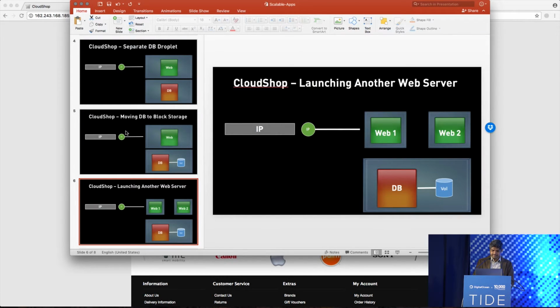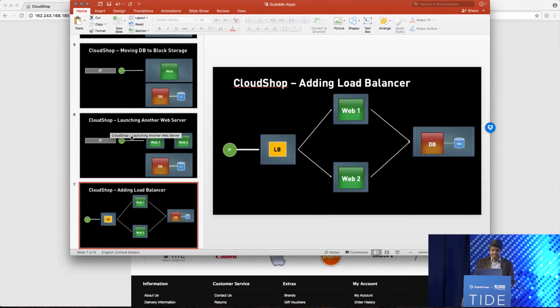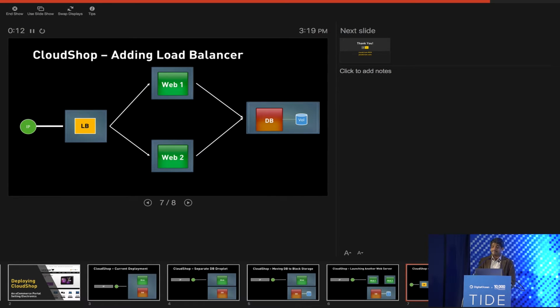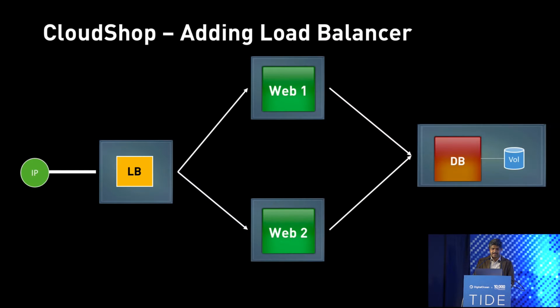So this is what we achieved in the last step. So it is basically two web servers, each of them having an IP address, and then there is a database droplet based on the block storage. Now I want to introduce a brand new feature that just got launched a couple of weeks ago, which is the load balancer. So now what we'll actually do is wire up both the web servers to a load balancer and route the traffic alternatively using round robin to both the web servers. So let's actually go ahead and do that.